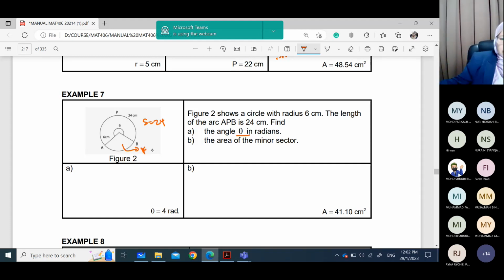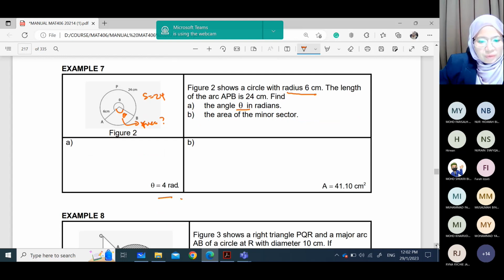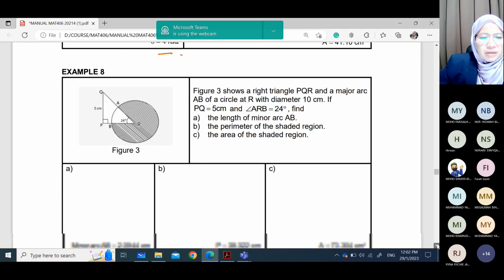Alright, so what they give us is radius 6 cm and the length of APB, 24. Since we have the radius and the arc length, we can find theta. The answer is 4 radian. Area of the minor sector means you need to find the minor angle, this one. Right, can you do this yourself? Let us look at Example 8.